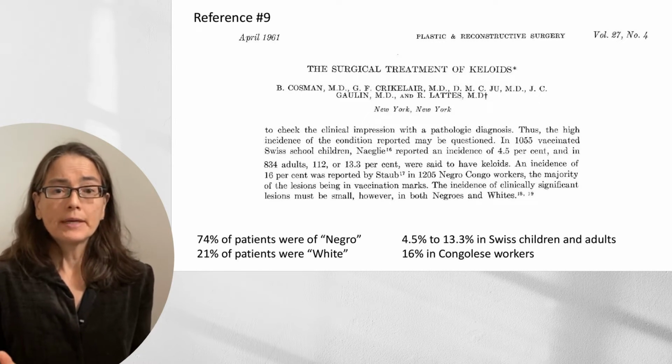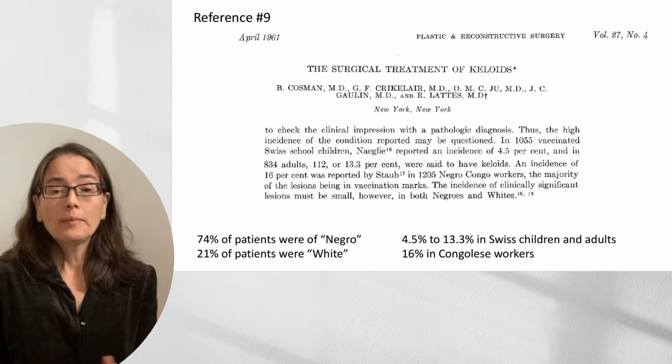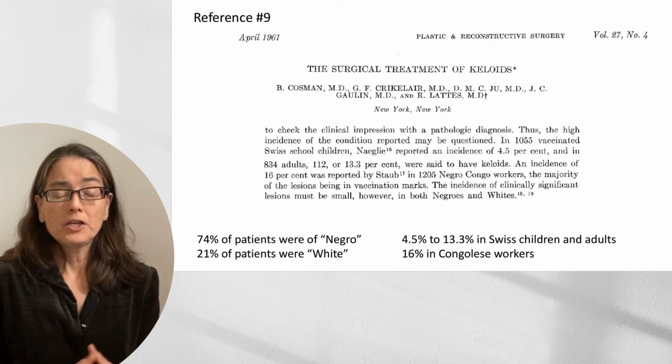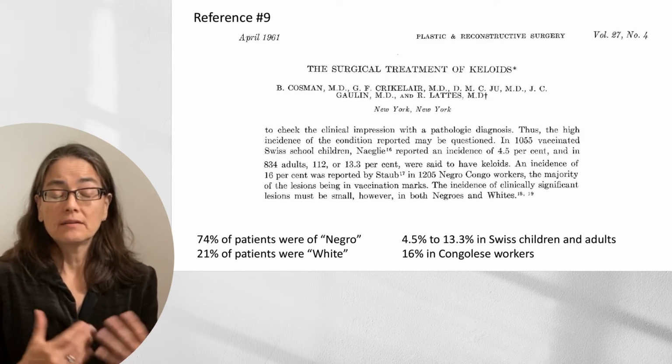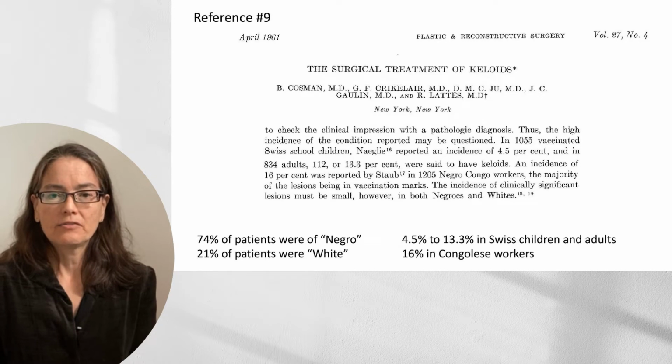Now, we don't have a denominator, and we don't know what their catchment area was. If this is in the Harlem area, then most of their patients may have been of African descent. And if most of your patients are of African descent, it would make sense that most of your population who has these would be of African descent. So we'll set that aside for now.